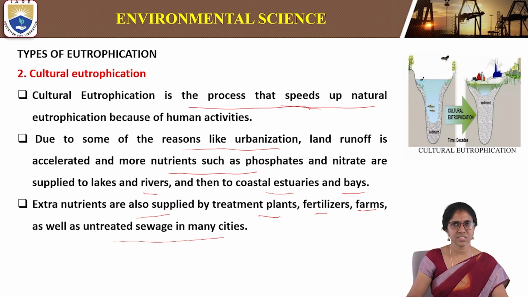It is caused by human activities like urbanization and land runoff. All the nutrients from the land runoff and sewage are moved to the lakes and rivers, then to the coastal areas and bays. These extra nutrients are also moved by land or water runoff, for example from agriculture, through the use of fertilizers. These fertilizers and farms are giving extra nutrients to the lakes. So this is cultural eutrophication.